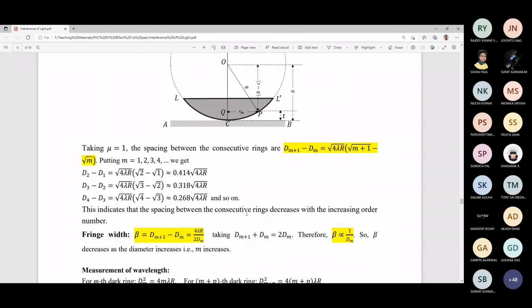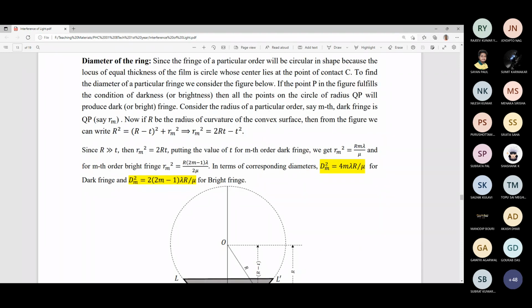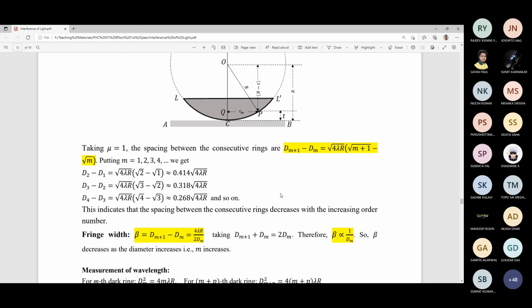Now consider the difference between two consecutive diameters, that is dm plus 1 minus dm, that is equal to root of 4 lambda R into root m plus 1 minus root m. Right? Because for dark pattern, this is the dm square, so dm equal to root of 4 lambda R m, if we consider mu equal to 1 for air medium. Mu equal to 1 for air, then root m plus 1 minus root m.